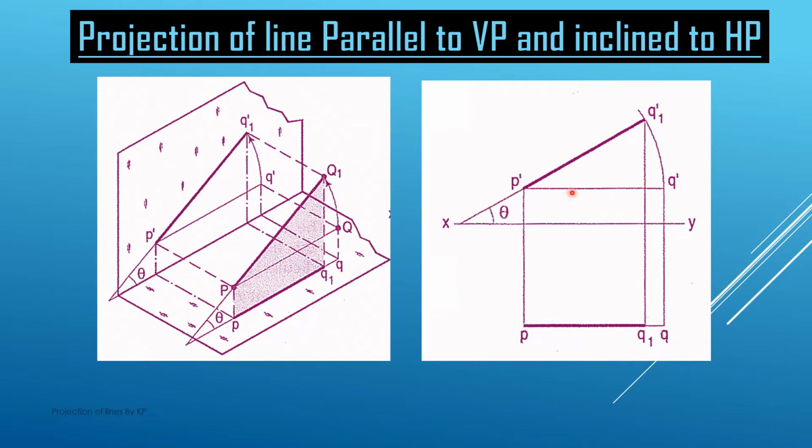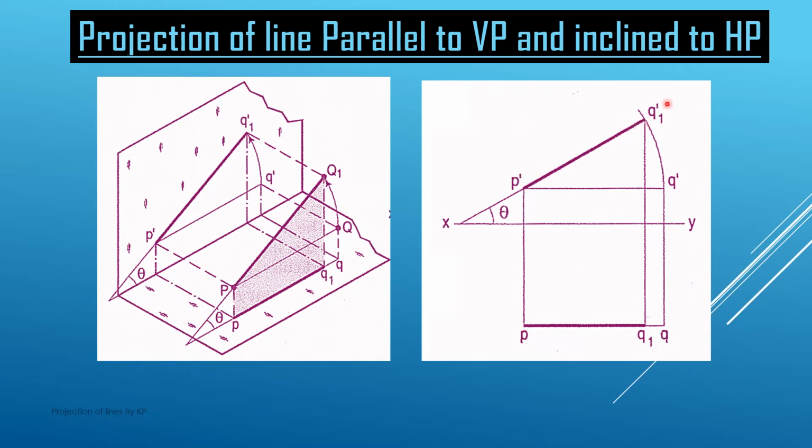Now as given in the problem, this P dash and Q dash line is making an angle theta with the HP. So we rotate this line. How do we rotate? With P dash as center, we arc this point from this Q dash position to Q1 dash position. This is the final position, and this P dash and Q1 dash line is making an angle theta with the HP, as we see here. So this P dash and Q1 dash is the projection of the line on the vertical plane.